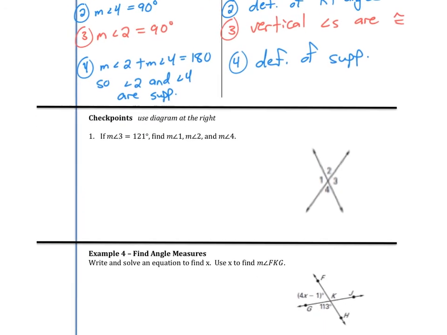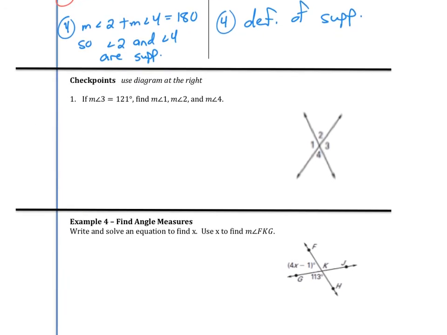And onto the checkpoint. If the measure of angle 3 is 121, find the measure of angle 1, 2, and 4. So how big would the measure of angle 1 be? If you notice, angle 1 and angle 3 are vertical angles. So the measure of angle 1 would be 121 degrees, and the reason is vertical angles are congruent. So it's congruent to angle 3, so it's 121.